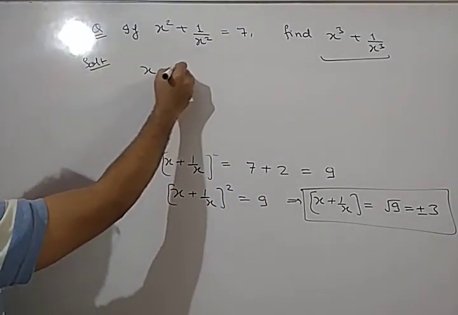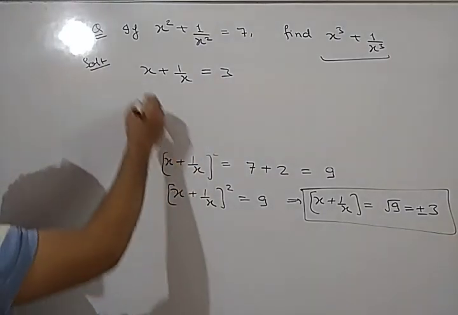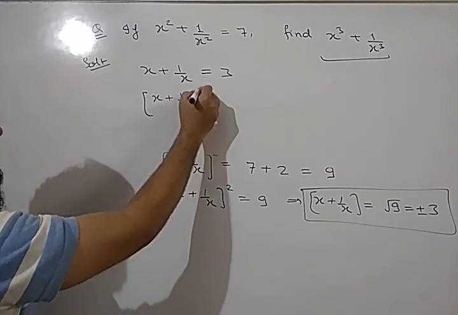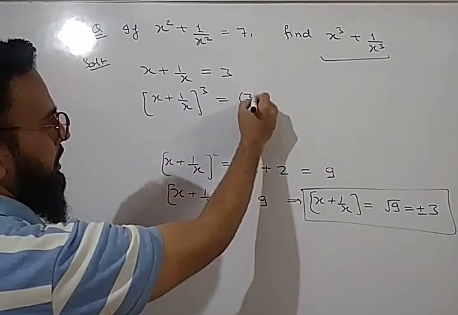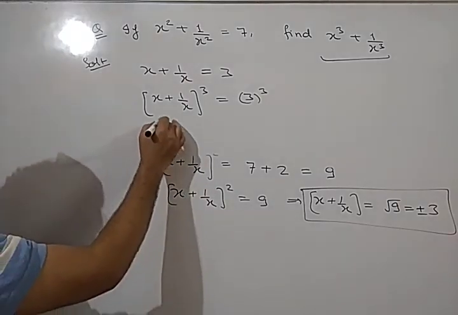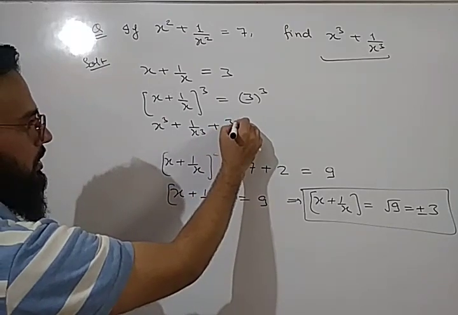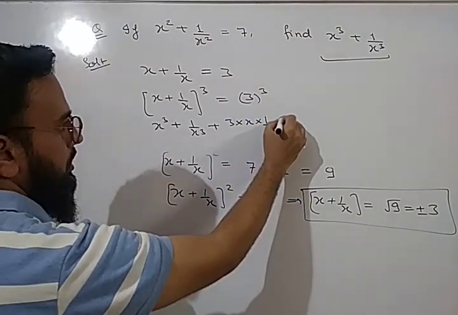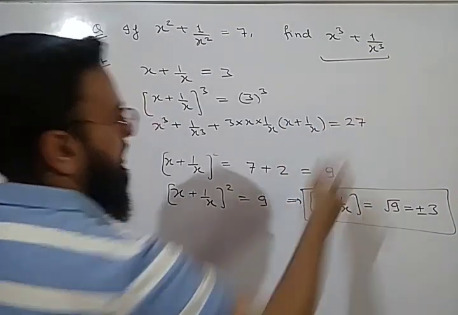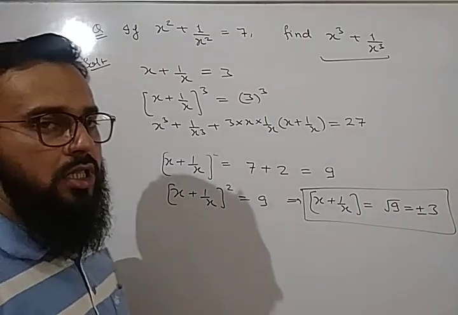So, if we take x + 1/x equal to 3 and cube both sides, then (x + 1/x) whole cube is equal to 3 cube. Now solve it further. It will be a cube + b cube + 3ab(a + b) is equal to 27. Are you able to understand?